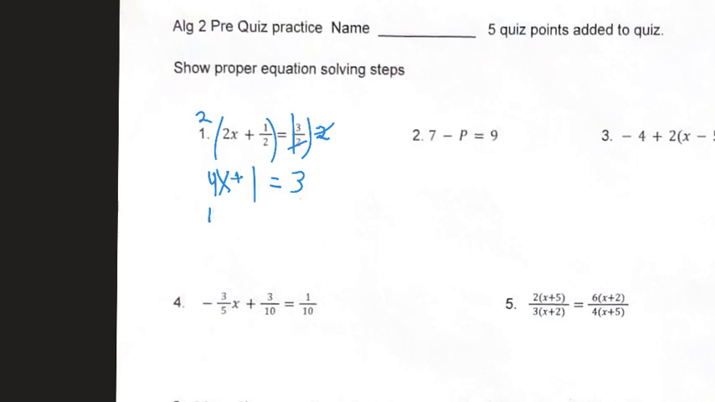Get rid of the 1. 3 minus 1 is 2. Divide by 4. X is 2 over 4, which is 1/2.